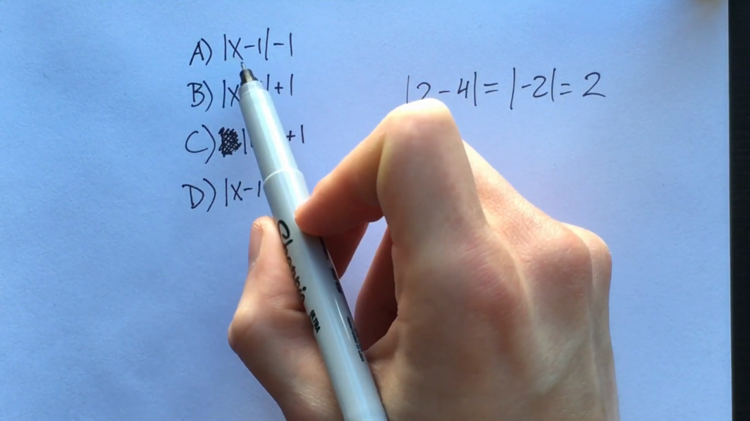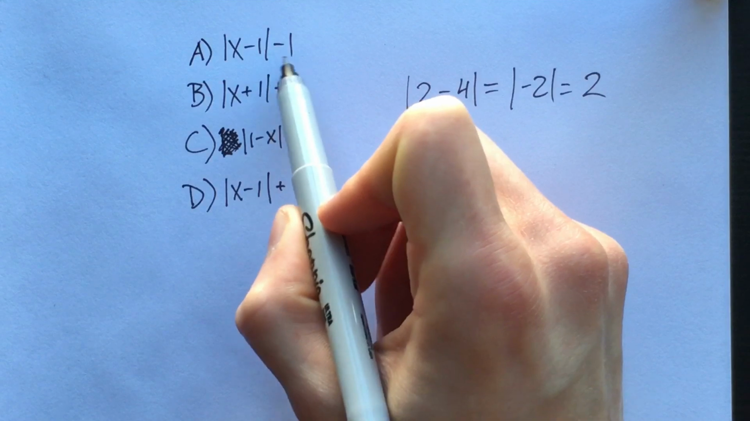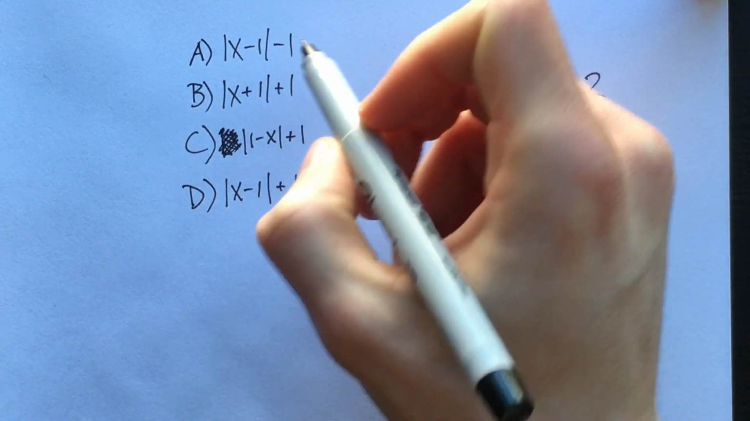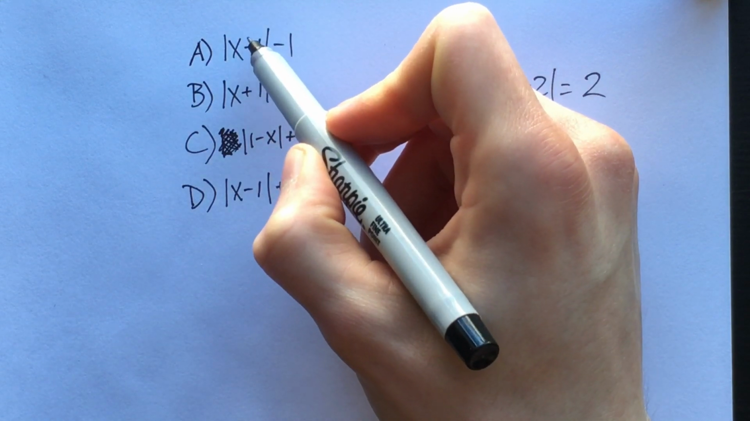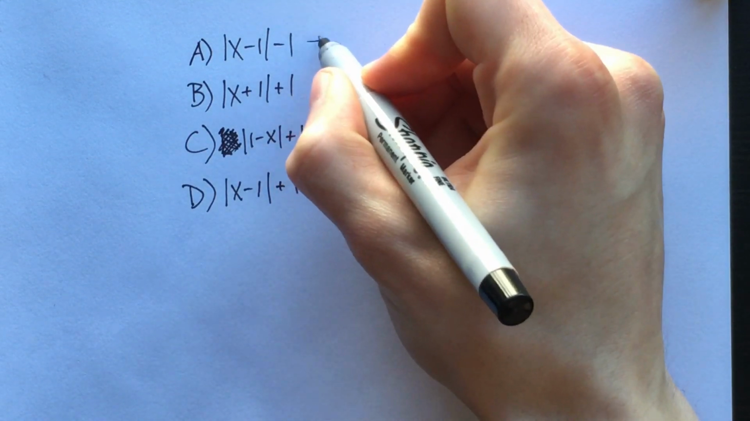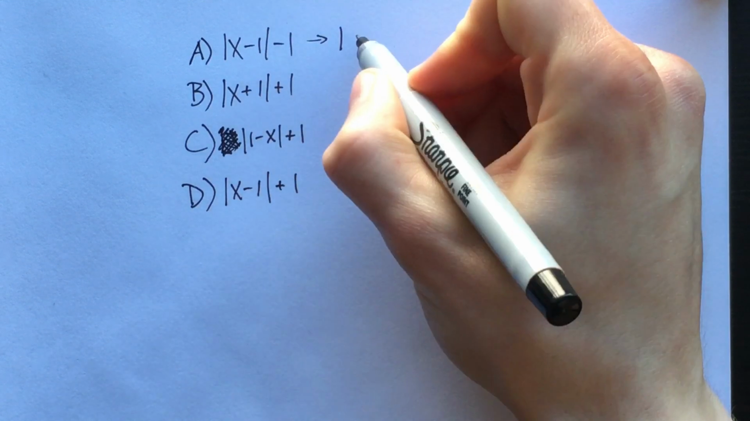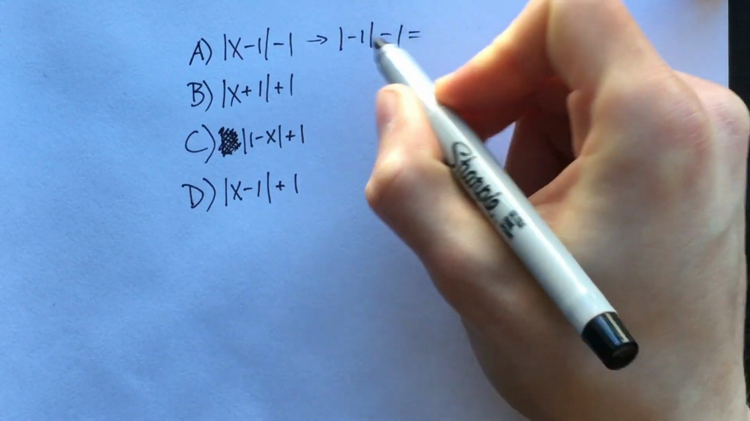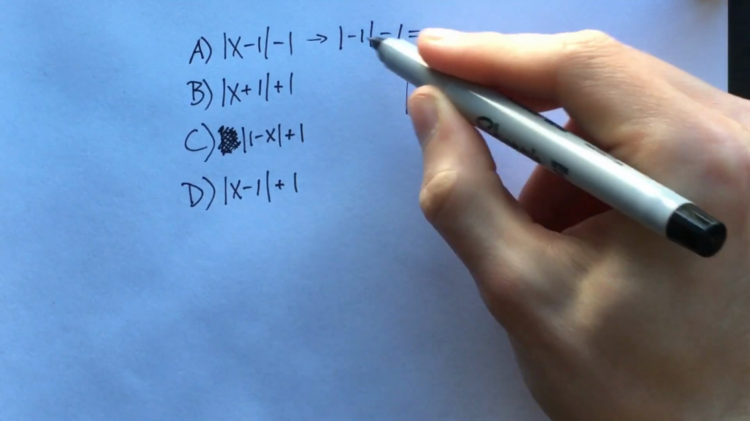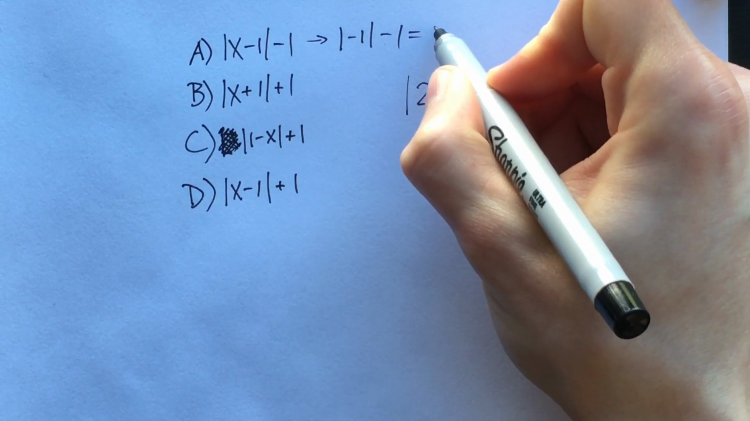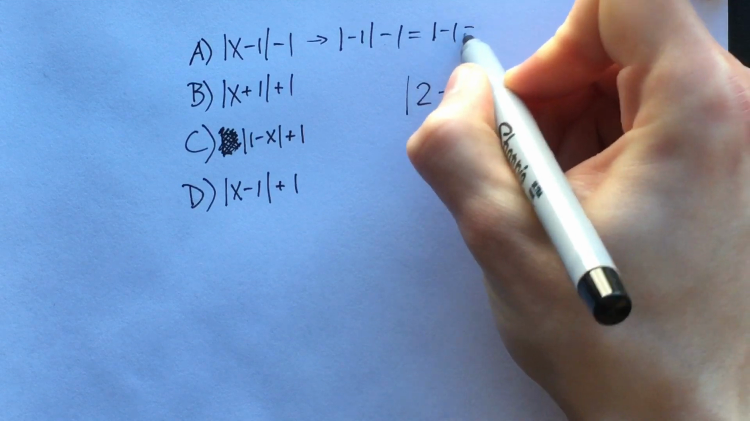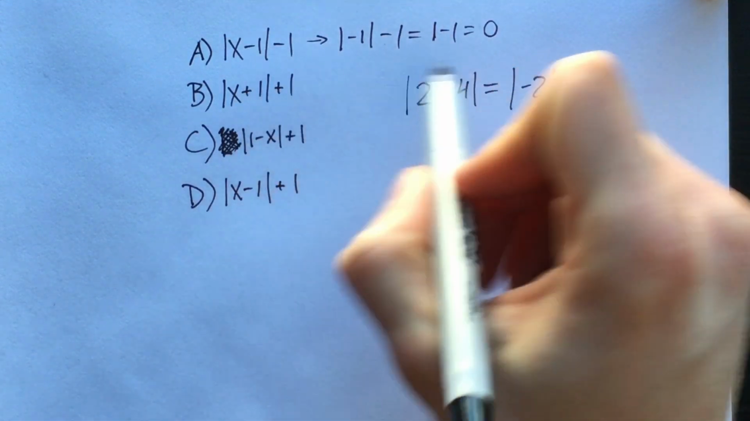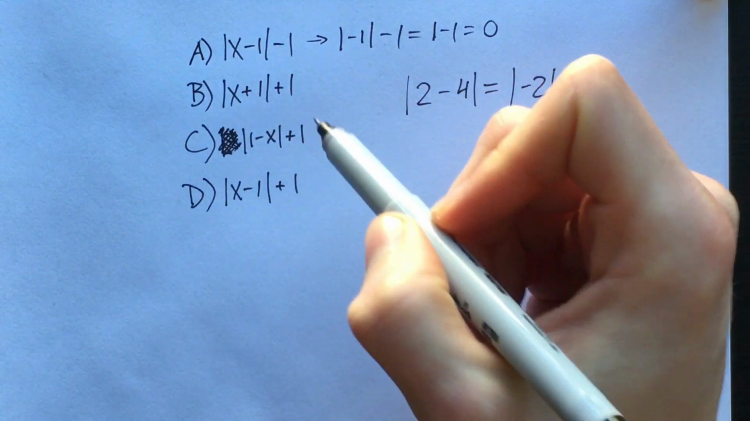So for A, is there any value of x that could possibly make this expression equal to 0? Well, yeah. Looking at this, if you make x equal to 0, then it would be 0 minus 1, so the absolute value of negative 1, and then minus 1. Again, absolute value makes what's on the inside positive, right? So that would be positive 1 minus 1, which is equal to 0. I'm pretty sure A is the answer, but let's go through the others.